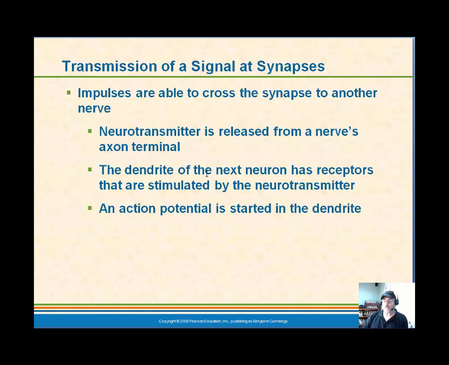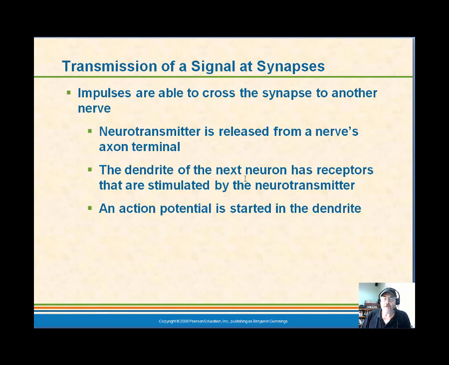Now, once a signal propagates all the way down to the end of the nerve, it has to communicate with the next structure, whether that's a muscle or another nerve. And it does this by releasing a neurotransmitter. So these positive, negative ions open some different channels which allow the release of neurotransmitter. And the neurotransmitter is released into this little gap called a synapse, which lies between the sending cell and the receiving cell. And this is at the nerve's axon terminal.